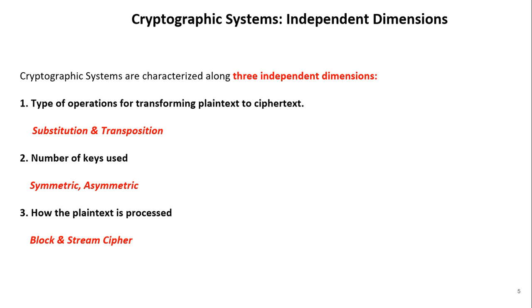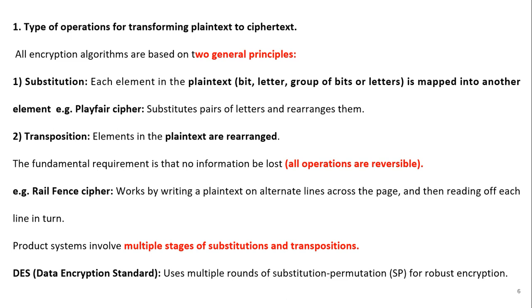Cryptographic system, 3 independent dimensions. Cryptographic systems are characterized along 3 independent dimensions. The dimensions are the type of operation for transforming plain text to cipher text; substitution and transposition methods are used. The number of keys used, it may be either a symmetric or asymmetric encryption system. And how the plain text is processed, either in blocks or in a stream manner. We will see each dimension in detail.